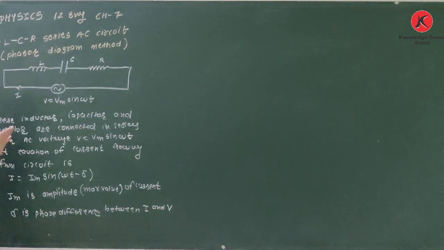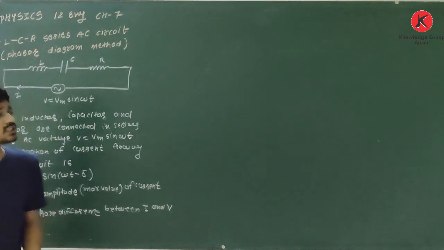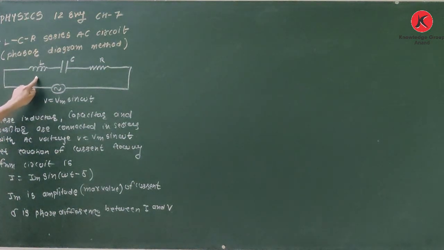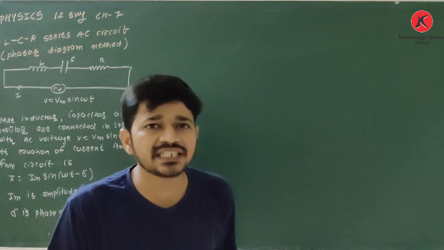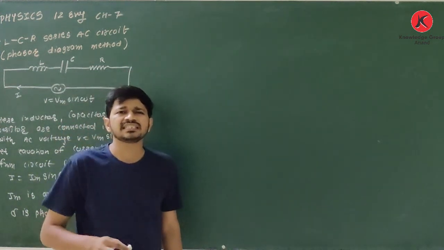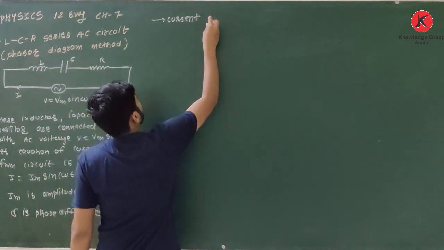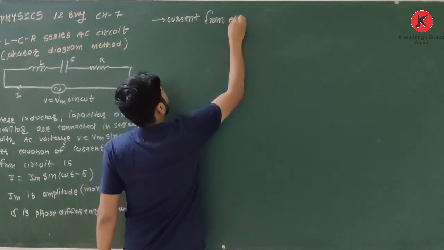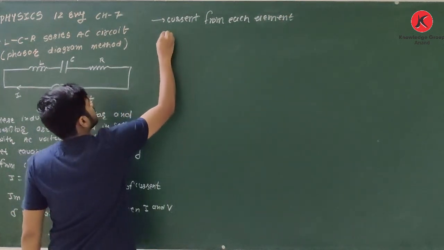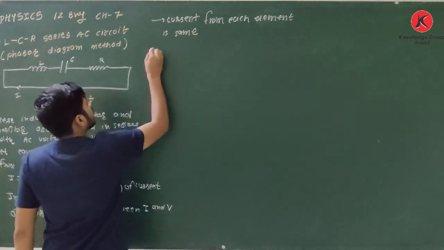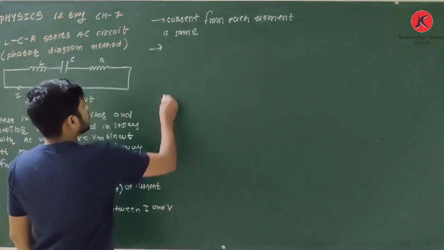Phasor diagram method. First of all we have to draw phasors, meaning vectors, for I and V. LCR are in series connection, so obviously in a series connection the current flowing through each element is the same. Yes or no? So I am assuming the phasor of current is in one direction.